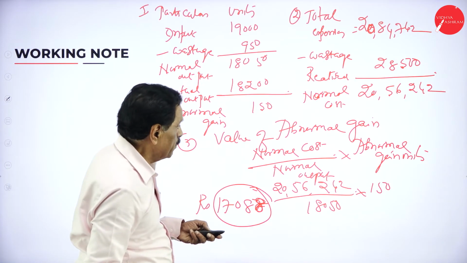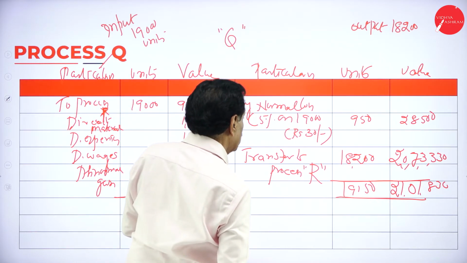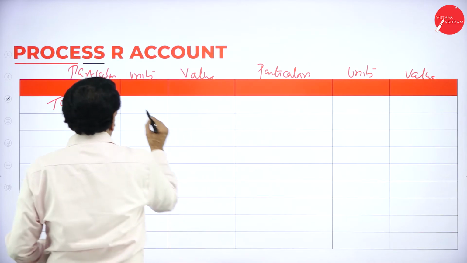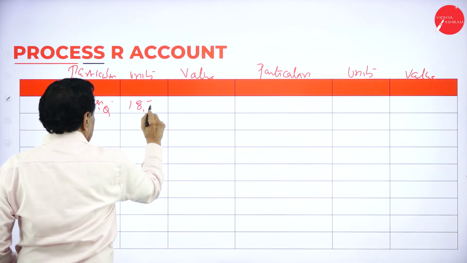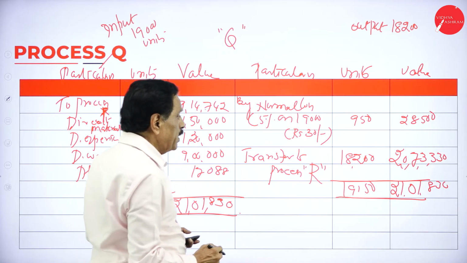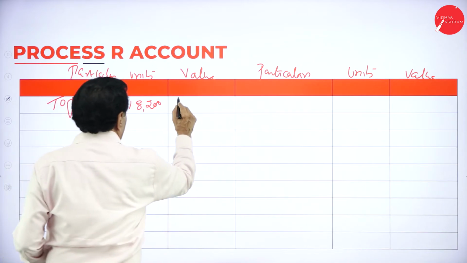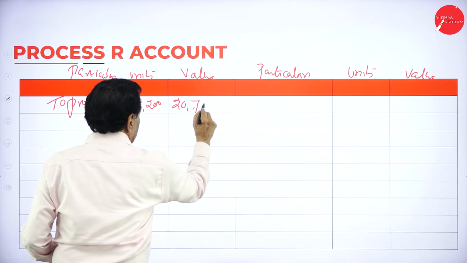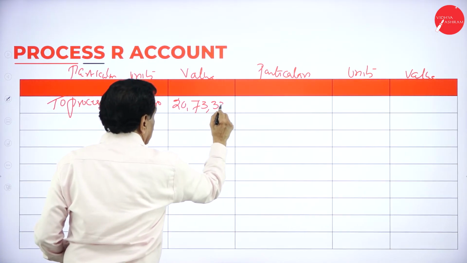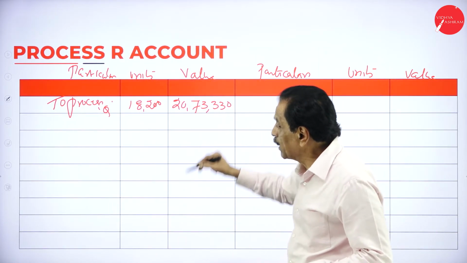What's the output? 18,200. The value is 20 lakh 73,330. This is transferred from the last process. The output has become the input.